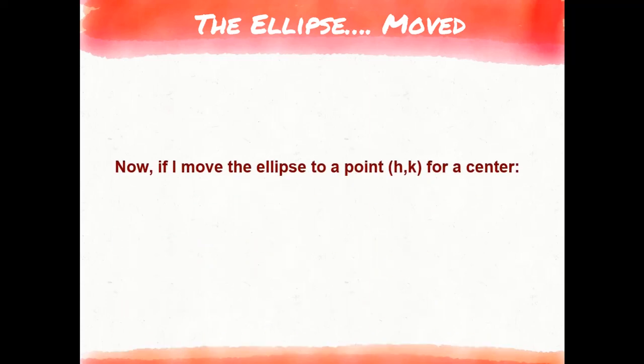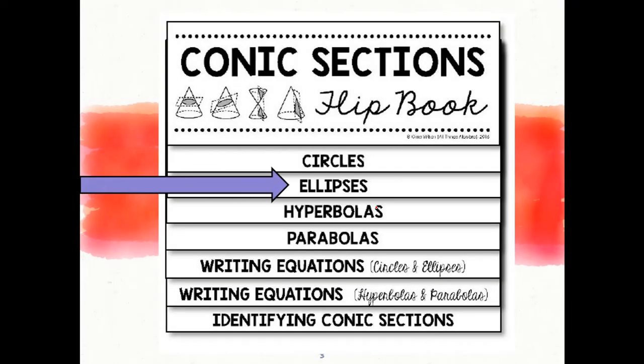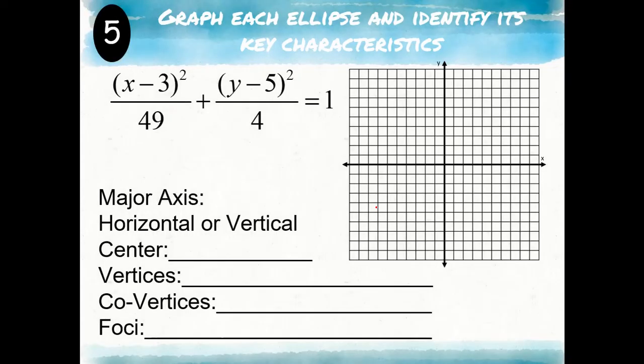So if I move the ellipse to the point (h, k) for a center, now I have this h and this k that we're going to have to start worrying about. Not difficult, but it's just going to move it around a little bit. So again, we are in the ellipses tab of our flipbook, and let's talk about how to figure this out.